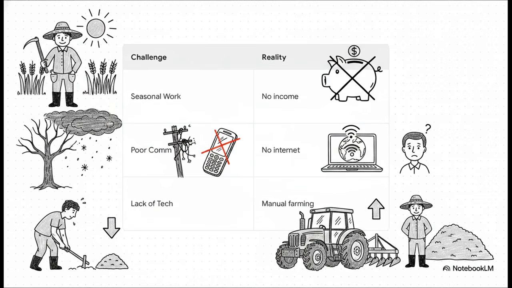For instance, seasonal unemployment. What does that actually look like? It means a farmer works incredibly hard for 6 months during the growing season, but once that harvest is over, they have absolutely zero income for the rest of the year. Poor connectivity isn't just about potholed roads anymore. Today, it means absolutely no internet access, which literally cuts rural students off from the global digital economy. And lack of farming tech means relying on outdated, low-yield manual labor instead of modern machinery, keeping profits brutally low.